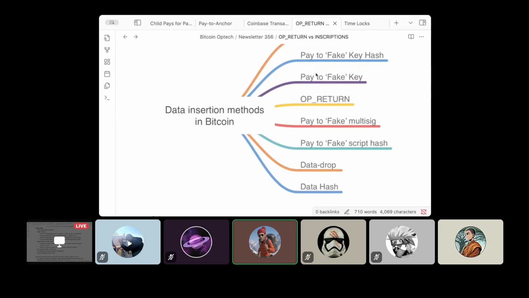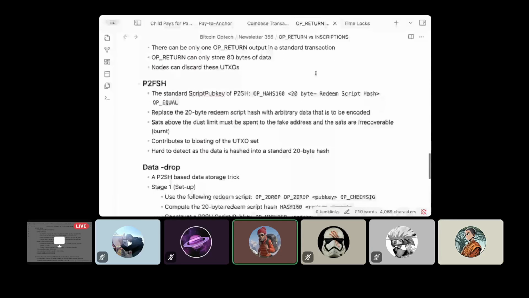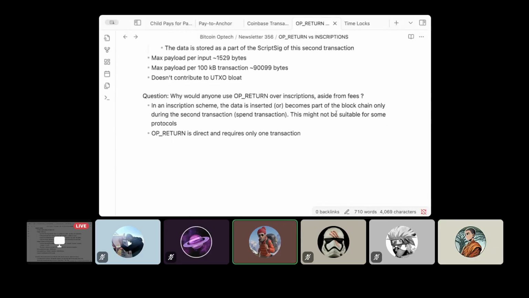So after Taproot, new doors have been opened. We have inscriptions. Inscriptions is a new way of putting data into the blockchain. They utilize the Schnorr signature and tapleaf architecture to insert data. We got to learn about these contexts because there was one question on the Bitcoin Stack Exchange as to why some people are still using OP_RETURN over inscriptions. Inscriptions are methods that use the Taproot architecture to store data into the blockchain.